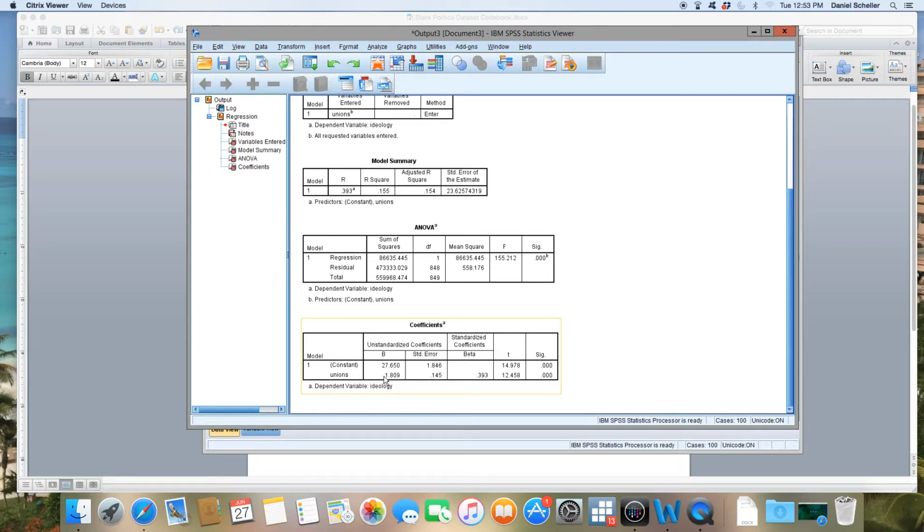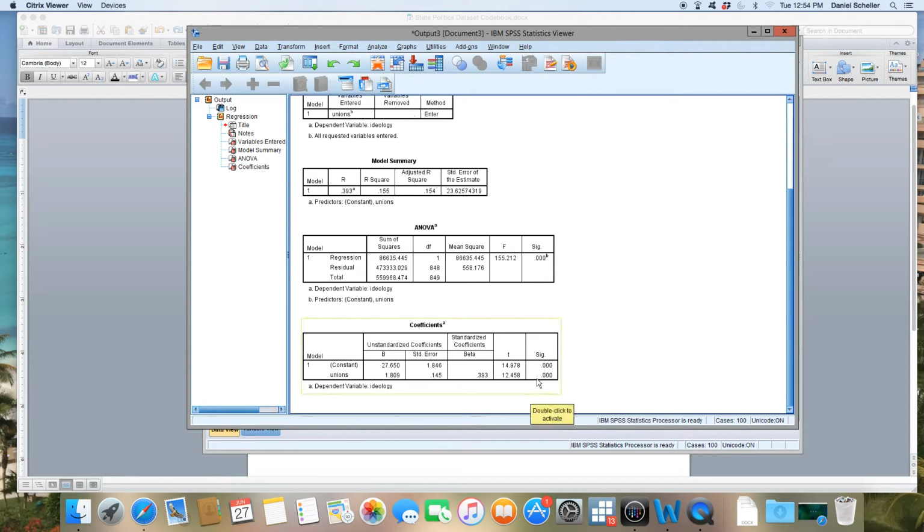When you look at this more specifically, for each 1 unit increase in the unions variable, a 1 unit increase is a 1% increase because that's how it's coded. So as you increase the unionization of the state workforce by 1%, the state government ideology score goes up by 1.809 units. Remember, the state ideology score ranges from 0 to 100. Beta is positive. It's in our hypothesized direction.